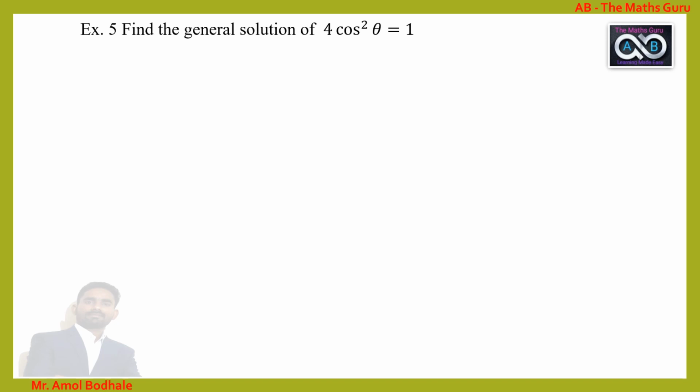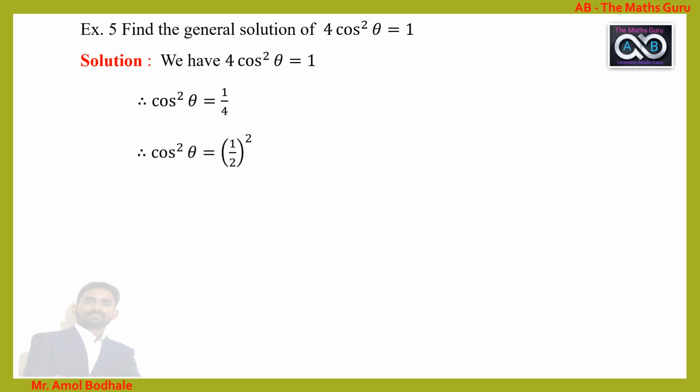Find the general solution of 4 cos square theta equal to 1. So here we have given that 4 cos square theta equal to 1. If we divide by 4 on this side, we'll get cos square theta equal to 1 by 4. So here LHS is square of cos, so RHS also must be square of some number. We know that 1 by 4 is square of 1 by 2, so 1 by 4 can be written as (1 by 2) bracket square. So here it is cos square theta, and for which angle is cos theta half? We know that cos of pi by 3 is half.